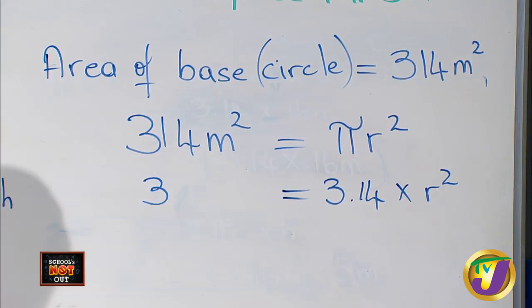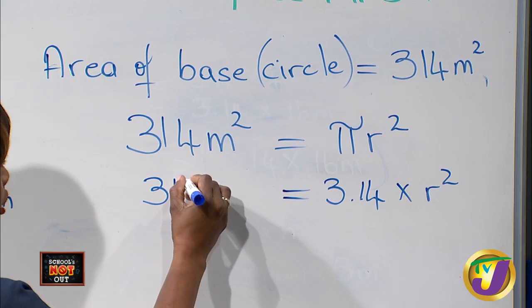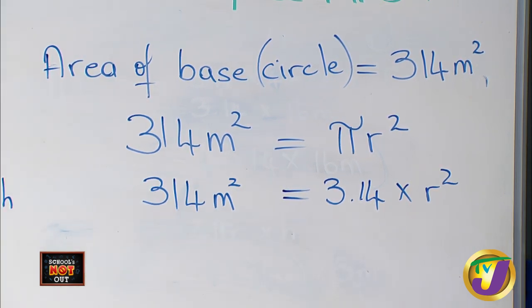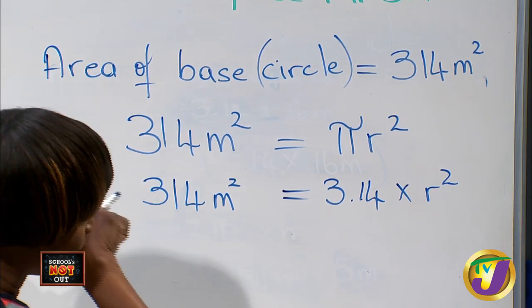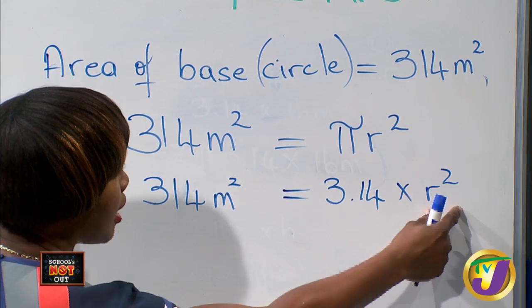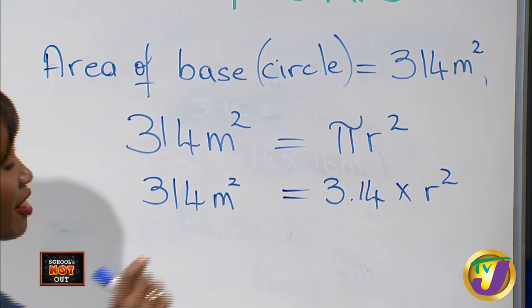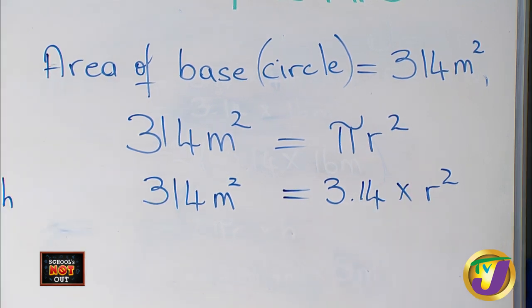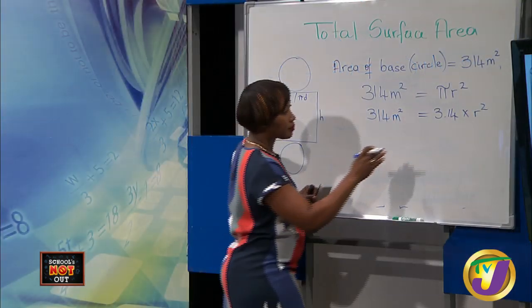That's not right. It's 314 square meters. Excuse me. Now let's look. So what is happening to the r, to this r squared here? It's been multiplied by 3.14. We want the r all by itself because we're trying to make r the subject of this equation.